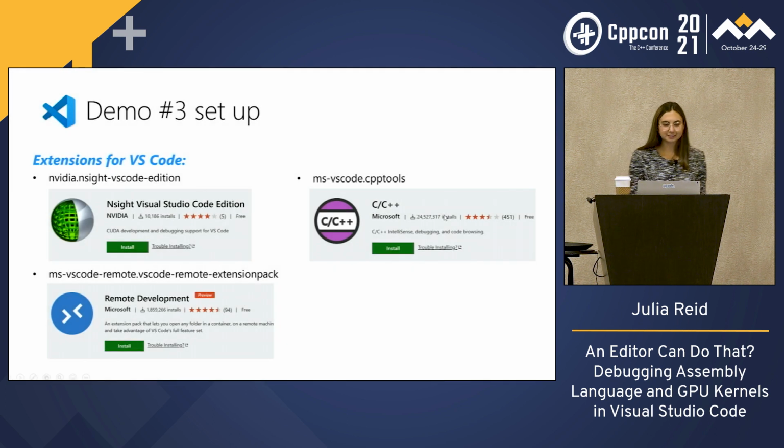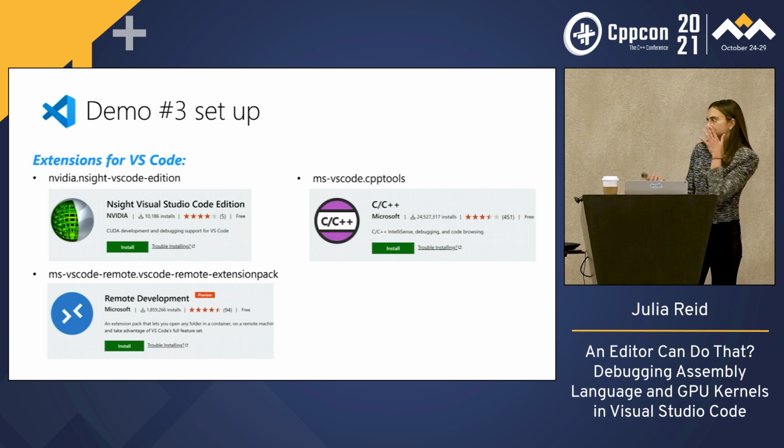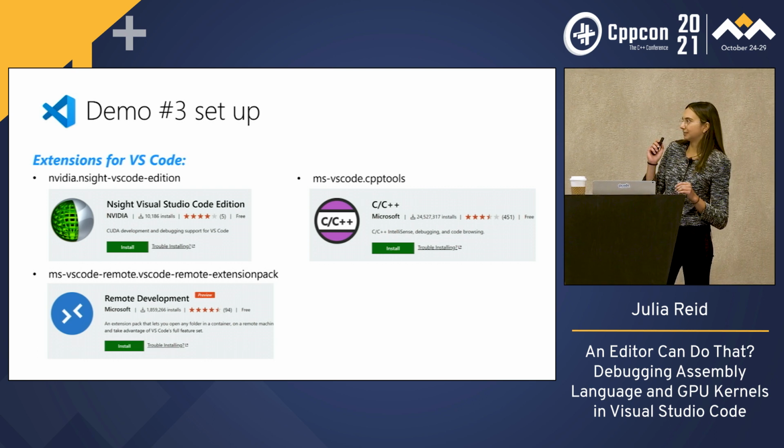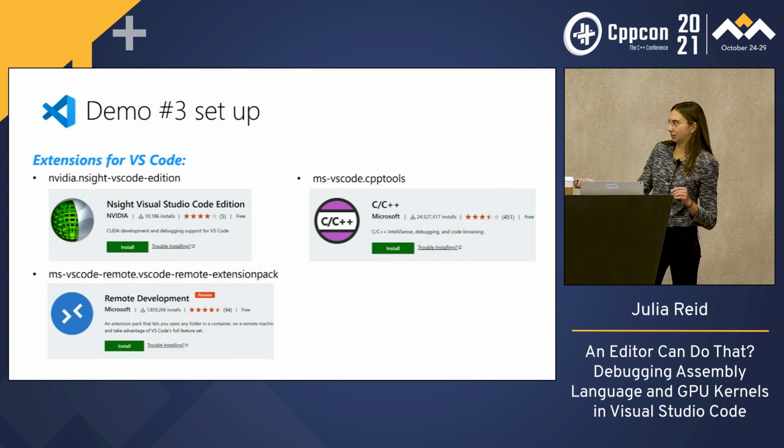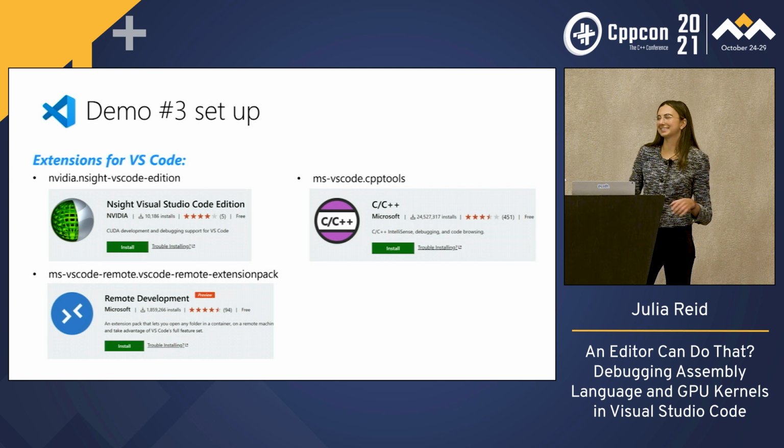Okay, so the extensions that I used in this final demo are NVIDIA's Nsight Visual Studio Code Edition extension. I used the remote SSH extension within the remote development extension pack to target my Azure VM with my CUDA-capable GPU. And I used the C++ extension, also called C/C++ Tools, not to be confused with CMake Tools. I used this for my CUDA IntelliSense.